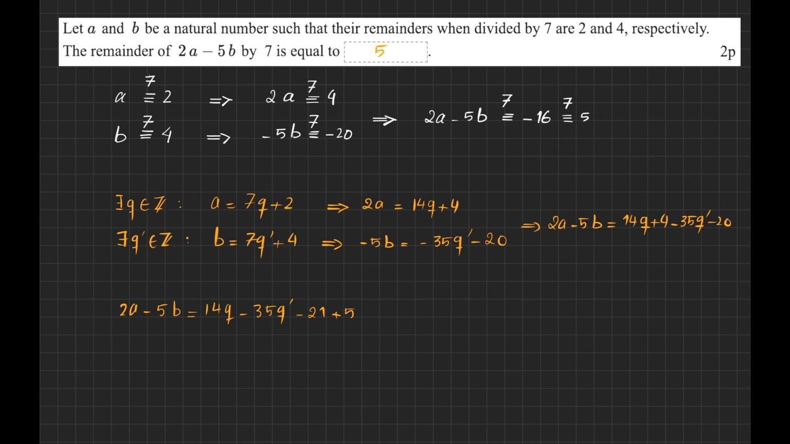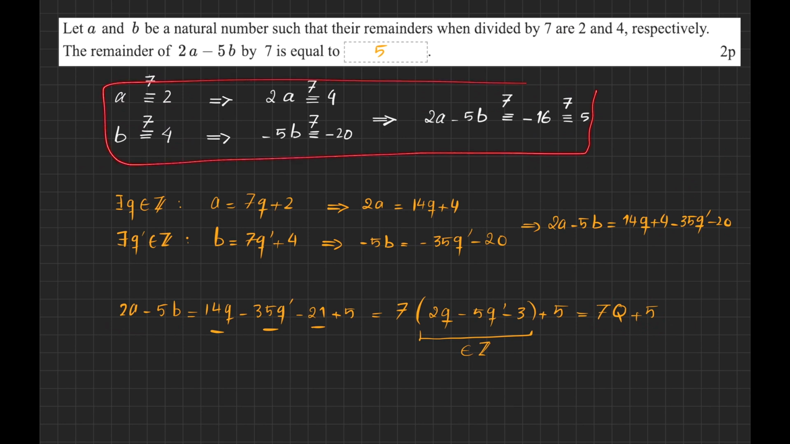The reason I did this is because I want to be able to factor a 7 out. So if I factor a 7 out, it becomes 2q minus 5q prime minus 3, and then plus 5. And of course this number, whatever it is, is an integer, so I can call it capital Q. So this becomes 7Q plus 5. And now look, this number is a multiple of 7 plus 5, and 5 is non-negative and less than 7, so this is the remainder. But my goal was to be able to solve this problem using this very simple method.